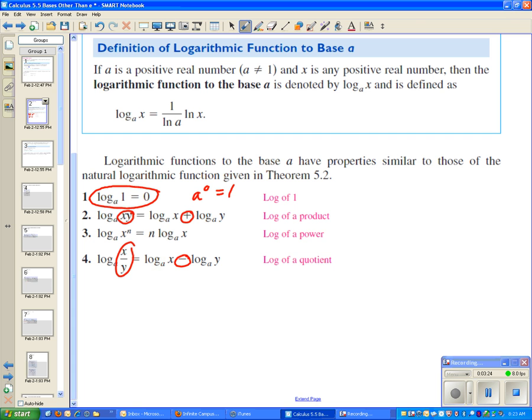Okay? And we did this one with the natural log a lot. The exponent right there, you can set in front as a coefficient. So it's the same properties. They look different now, but it's the same idea.